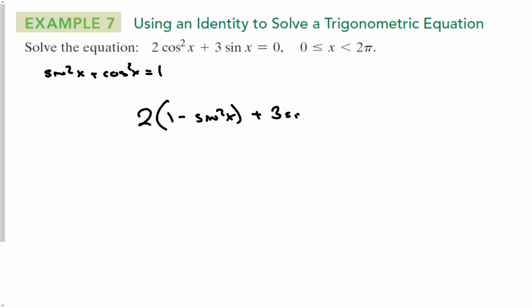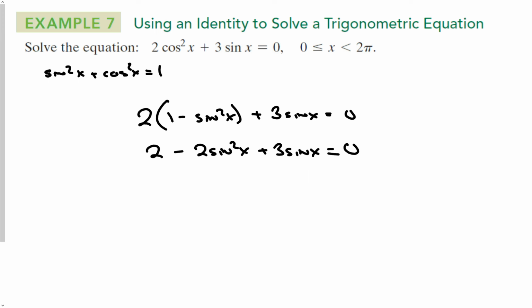Plus 3 sine x is equal to 0. Well, that's not great. Well, let's distribute. So that's 2 minus 2 sine squared x plus 3 sine x. We got squareds, we got no squares, we got a constant. Looks kind of like a quadratic.